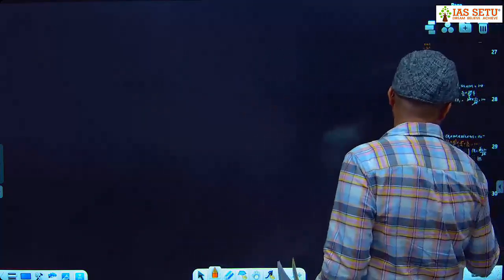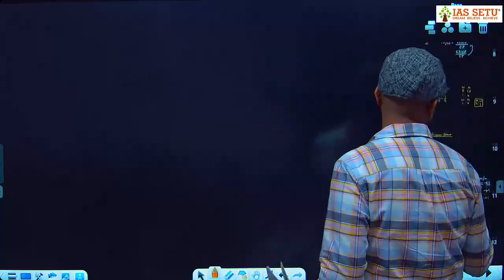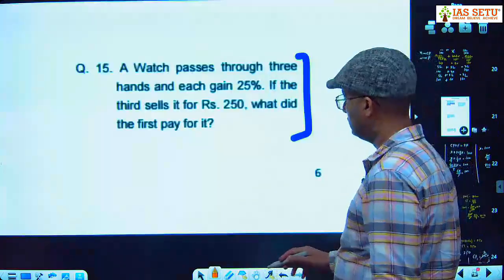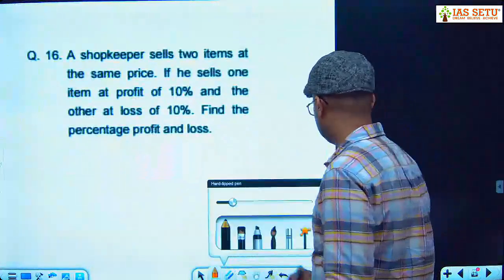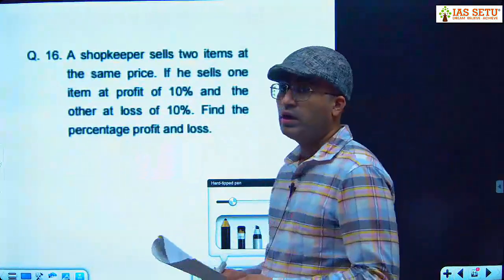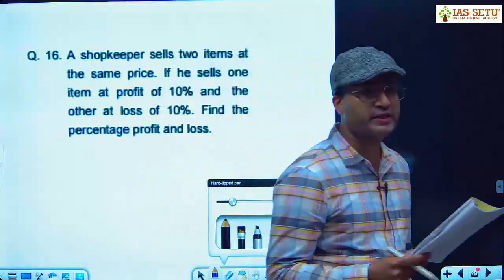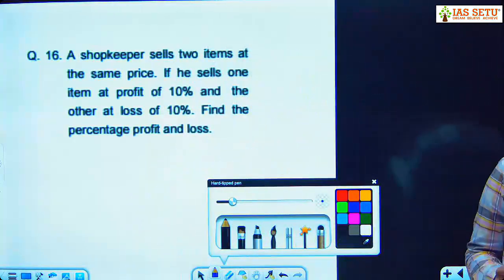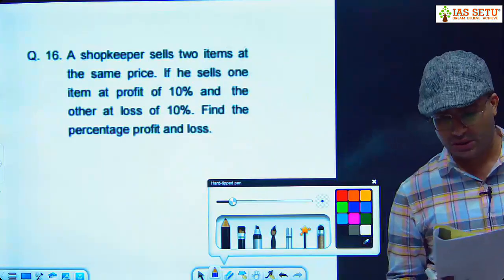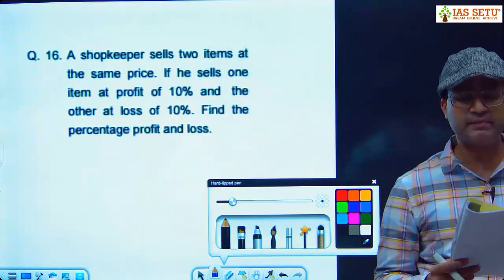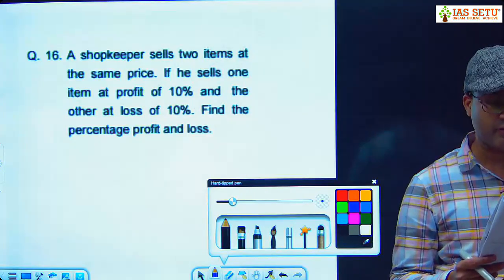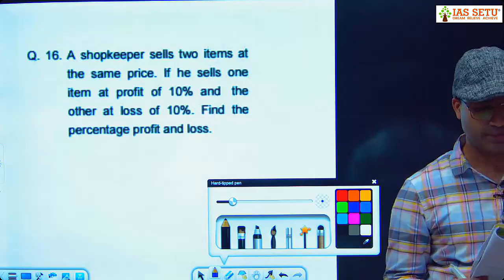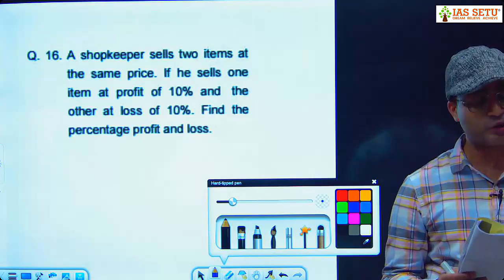You have to read the question carefully. The question here is, a shopkeeper sells 2 items at the same price. If he sells one item at a profit of 10%, the other at a loss of 10%, find the percentage profit and loss. मतलब a shopkeeper sells 2 items at the same price.